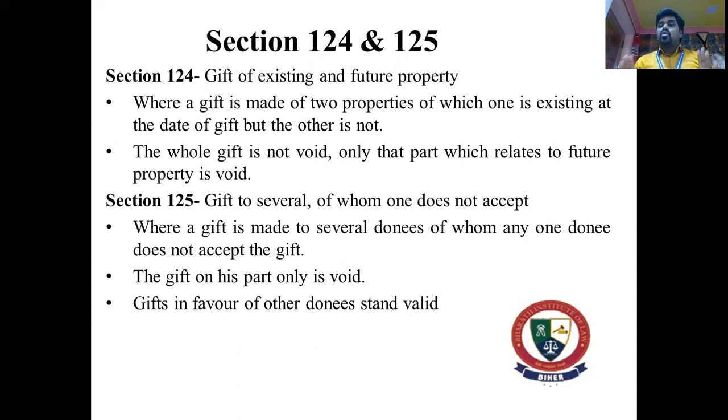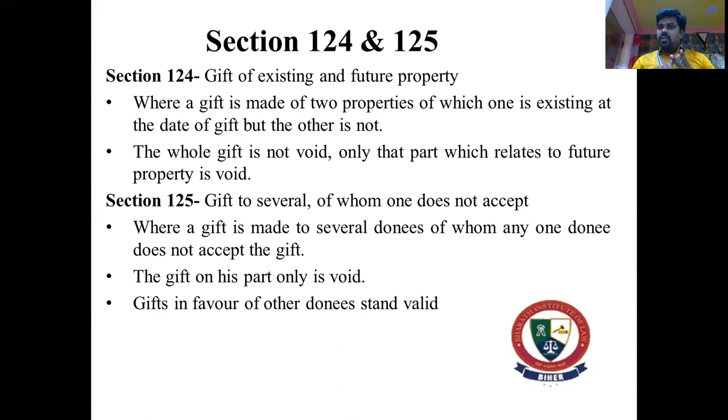The whole gift is not void. So let's say you're making two gifts, property A and property B. Property A is existing on that date and property B is a future property which the donor may get or may not get. So he has made two properties as a gift in a single transfer. Section 124 clearly says that the whole gift is not void. Only the part which relates to the future property is void.